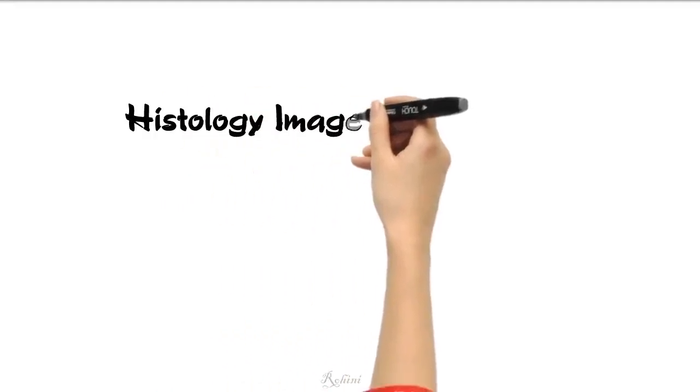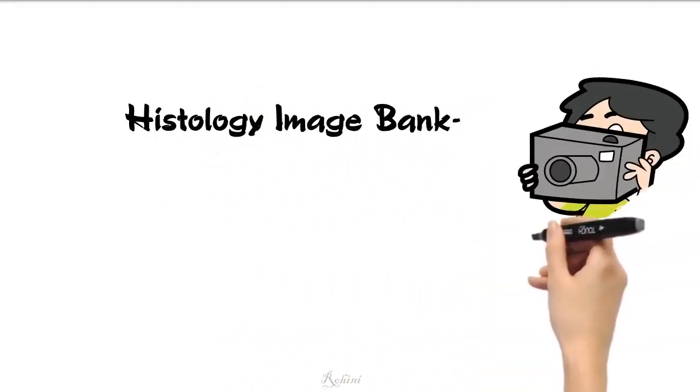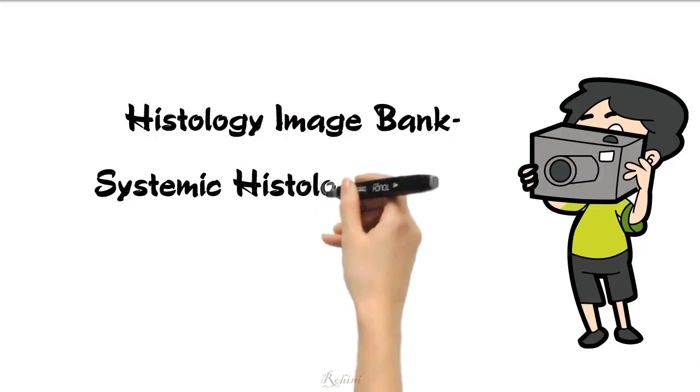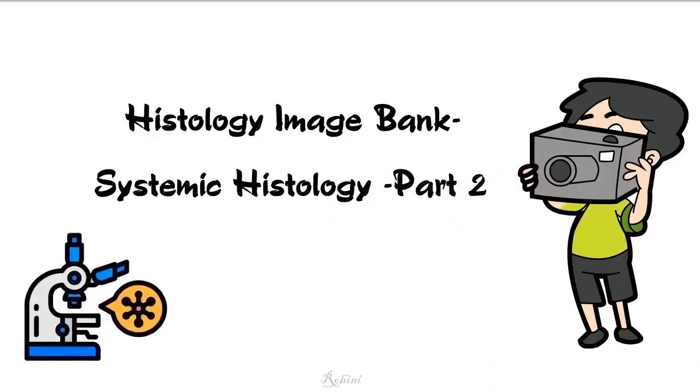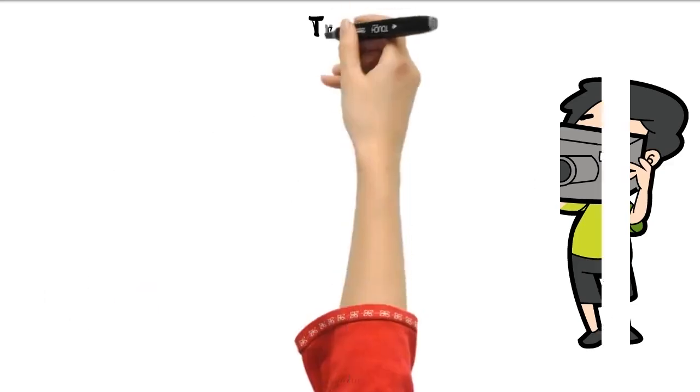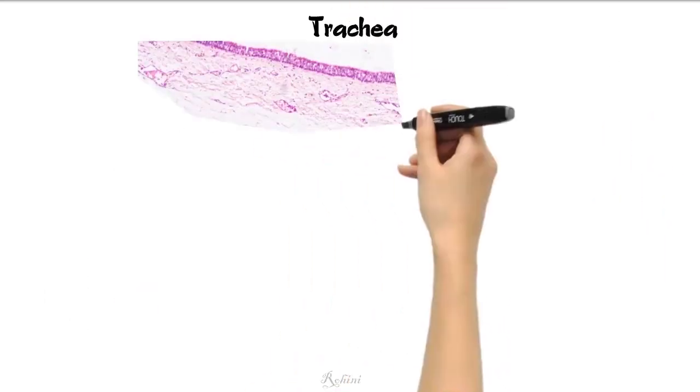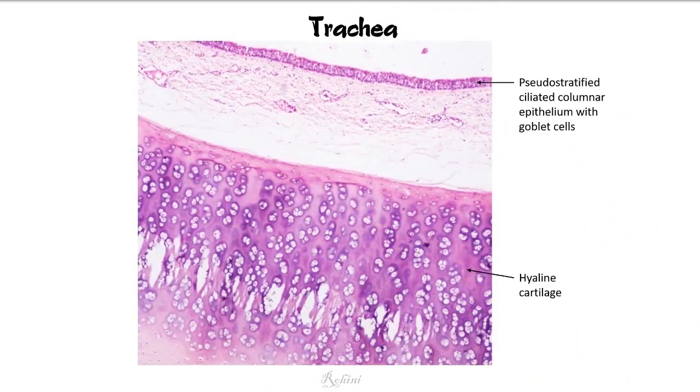These are photomicrograph images of H&E stained systemic histology slides. Trachea is composed of C-shaped rings of hyaline cartilage with trachealis muscle, smooth muscle, posteriorly.